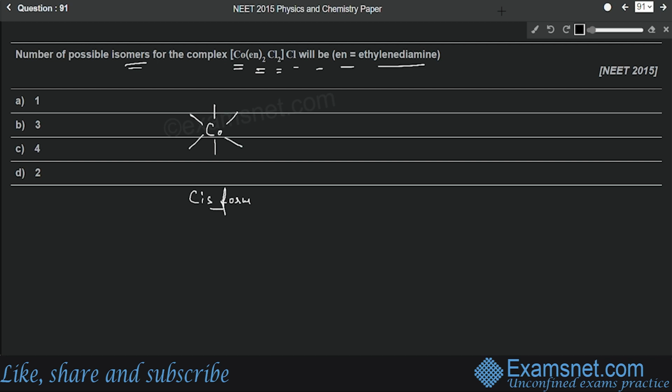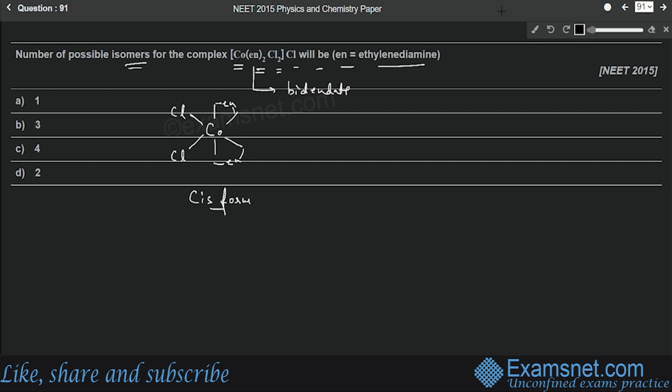So en2, two en are there, that means two ethylene diamine are there, and we know that ethylene diamine is a bidentate ligand, so it will take two bonds. So this is ethylene diamine, two bonds will be formed with it. Then next ethylene diamine, two bonds here. Then two chlorine are there, so this is one chlorine, this is another chlorine. So this is one of the cis forms.